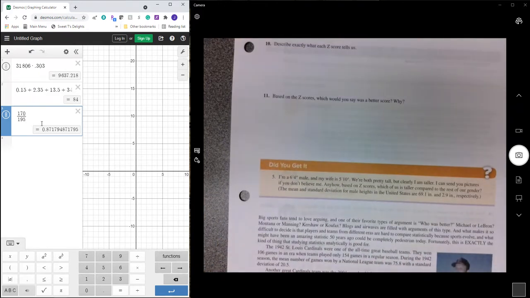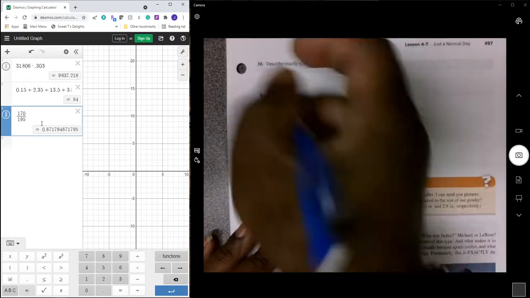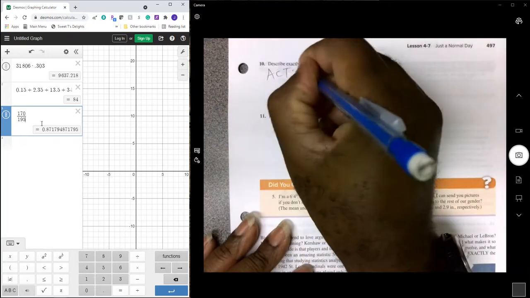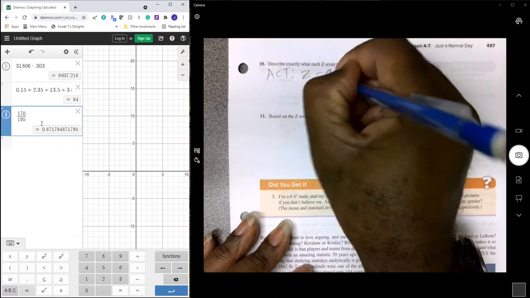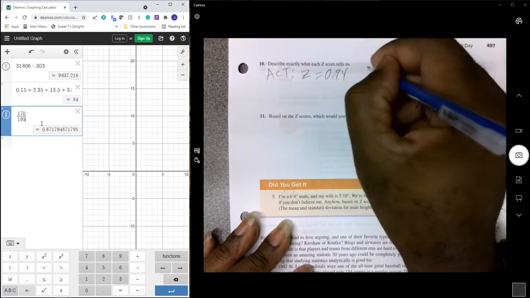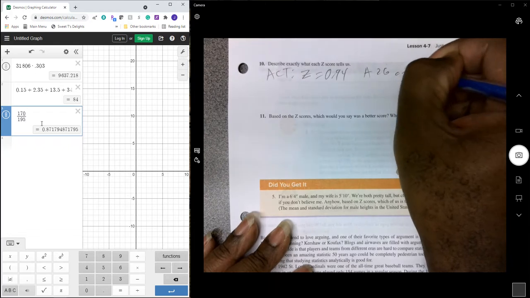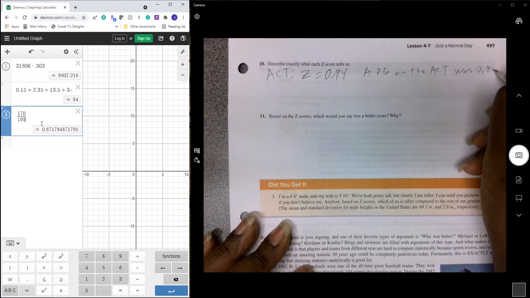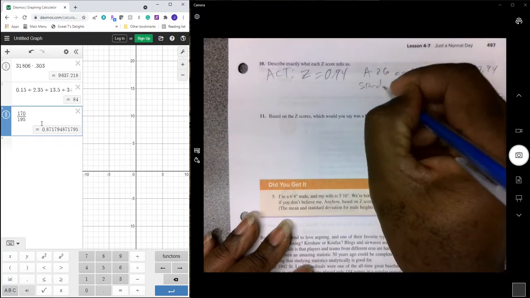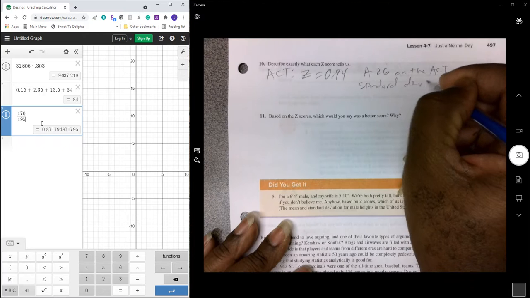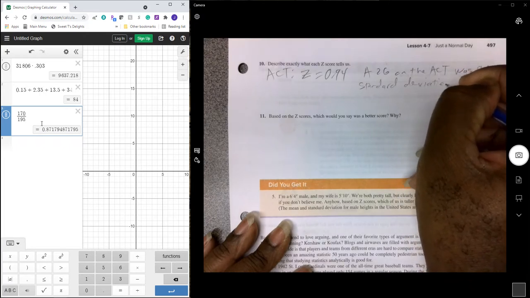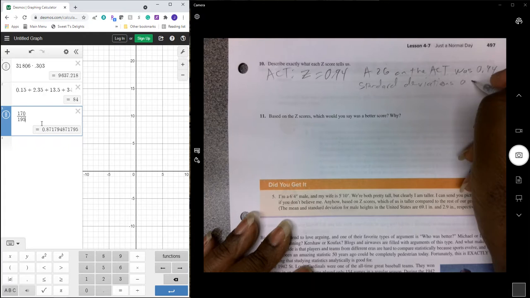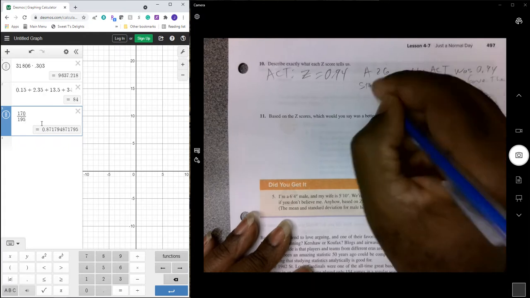So now we come here to number 10. It says describe exactly what each Z-score tells us. So the ACT Z-score is 0.94. So a 26 on the ACT was 0.94 standard deviations above the mean.